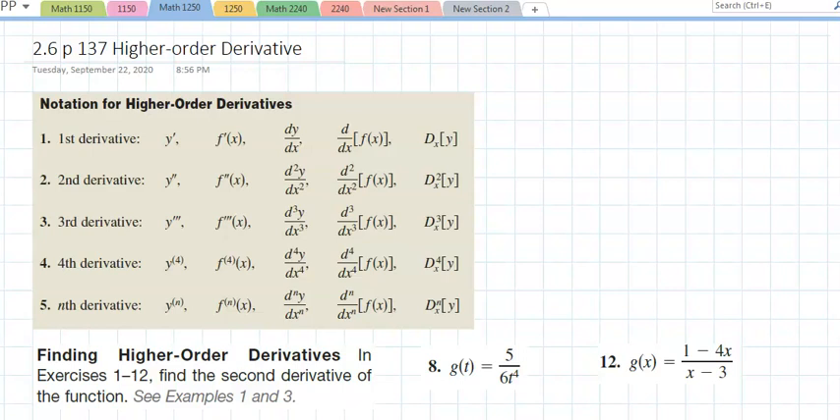2.6 is a straightforward section, really. It talks about higher order derivatives. So not only the first derivative, you could take the second, the third. We're going to make main use of the second derivative. This is as far as we're going to go, but here we're going to practice a bit more. They have applications, but we're not really going to touch on that.